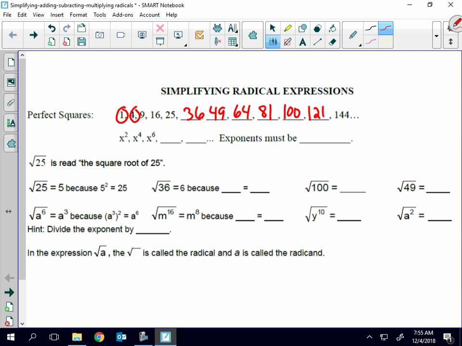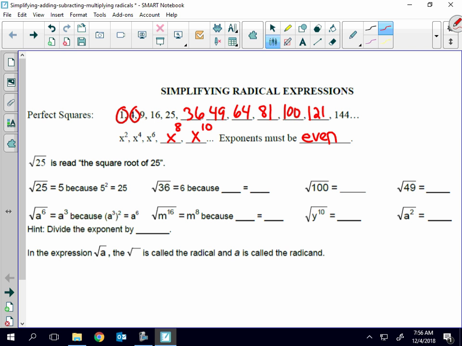So same thing happens when you have variables, okay? It's just something squared. So x squared, and then the next one would be x to the 4th, x to the 6th, x to the 8th, x to the 10th. So exponents must be, what do you think? They must be even to be a perfect square. Okay, to take the square root of something with an exponent, it has to have an even exponent.